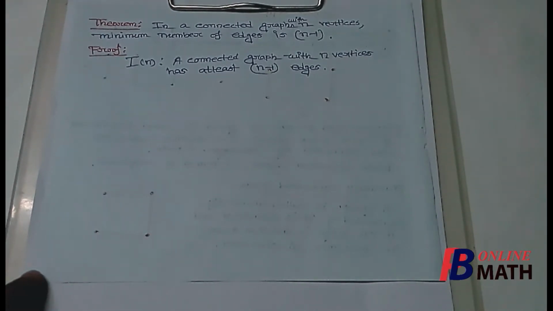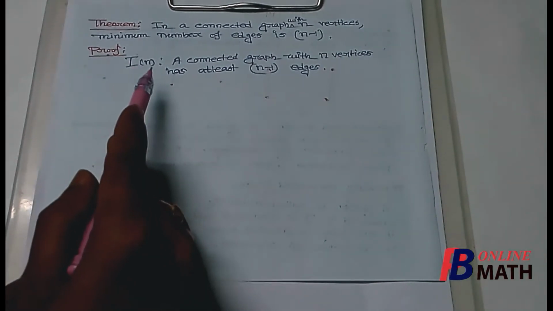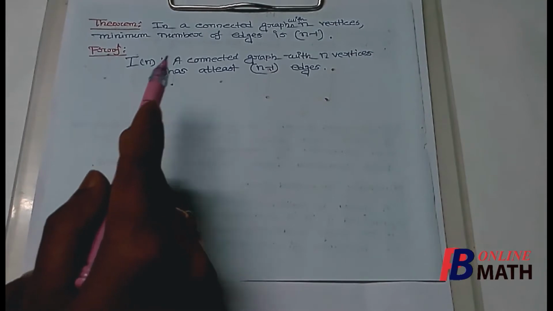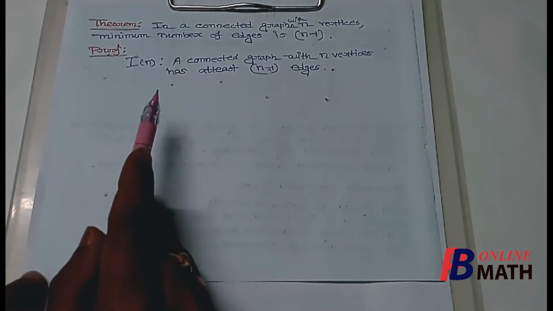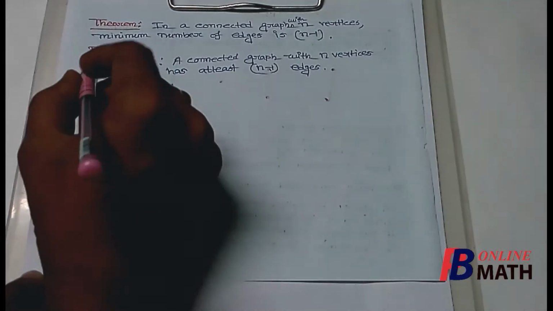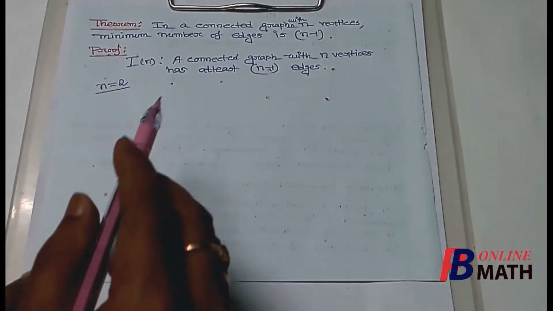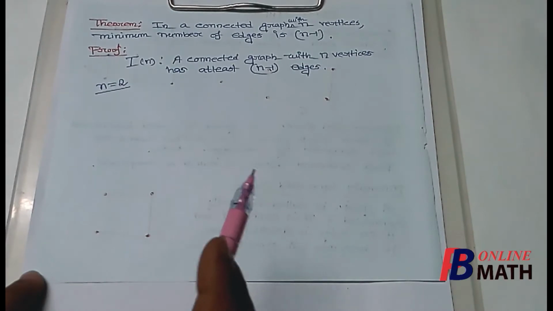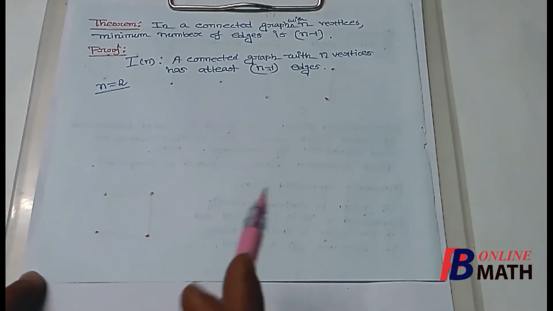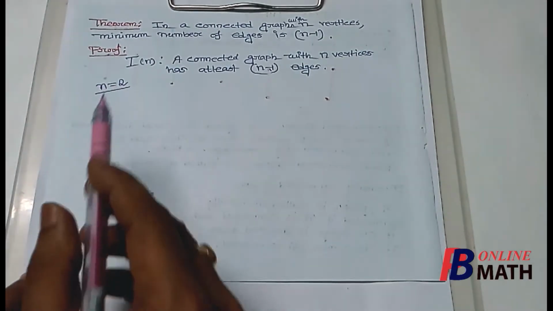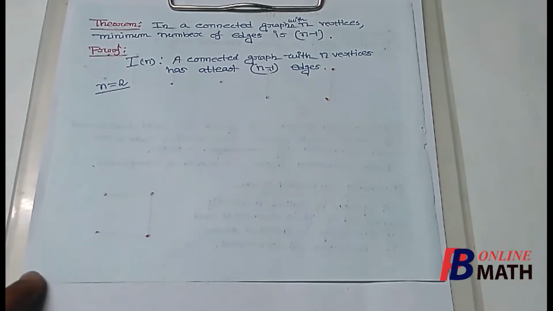So first we take some initial values of n. Now if n equal to 1, then the graph contains only one vertex, so we can exclude this. So we are starting with n equal to 2, because if n equal to 1, then the graph contains only one vertex with no edge. Now if n equal to 2, that means the number of vertices is 2.